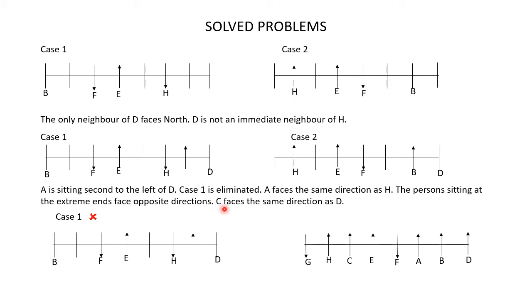It's given that C faces the same direction as D. Now we know that D faces north. So C also should face north. So obviously C cannot sit at the extreme end because the person sitting at the extreme end is facing south. So this will be the position for C facing north, and the remaining position facing south will be occupied by G. So this is the final arrangement.